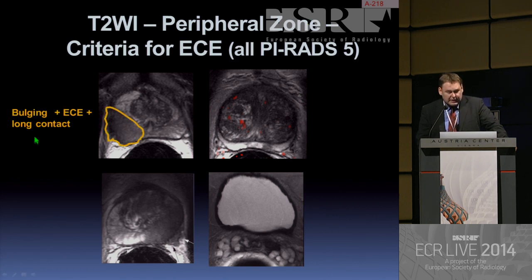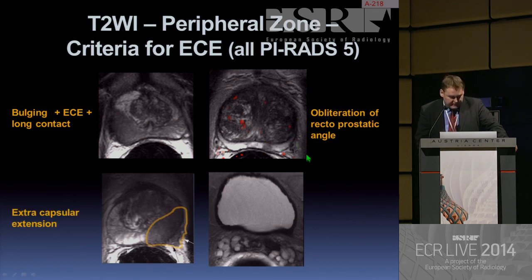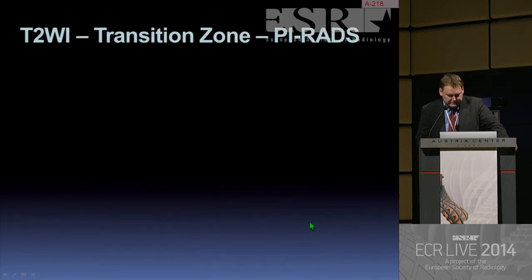First of all, is it bulging with definite macroscopic extracapsular extension and long contact with the capsule, obliteration of the rectoprostatic angle, or only macroscopic extracapsular extension, or, like in this example, infiltration of the seminal vesicles.